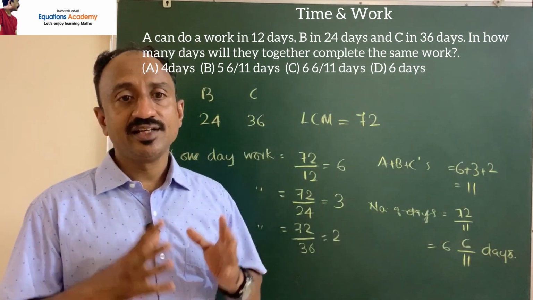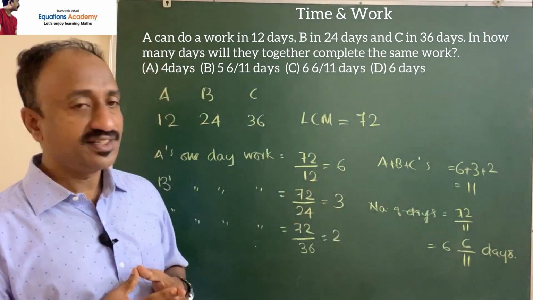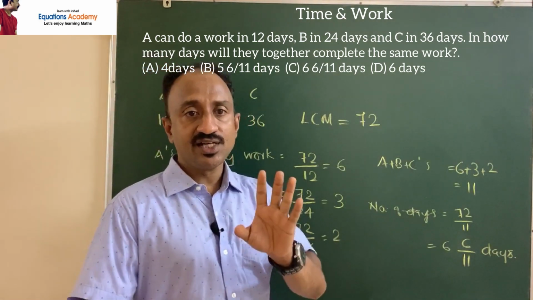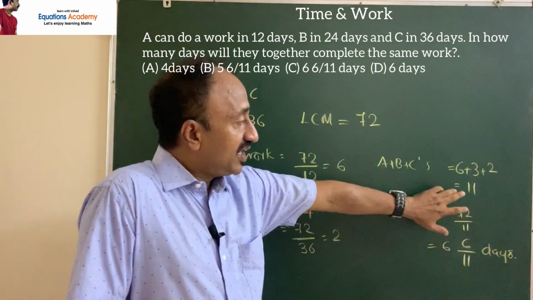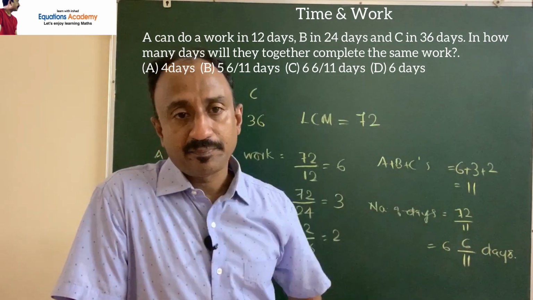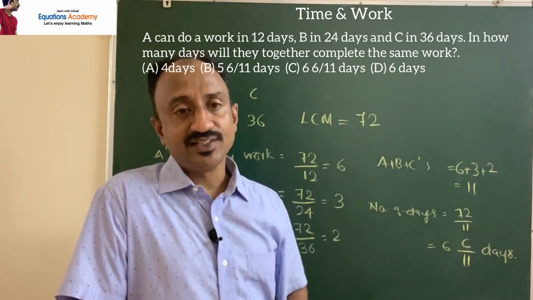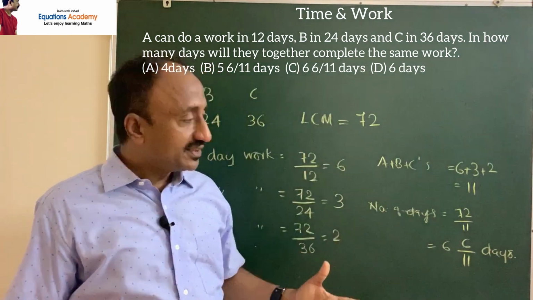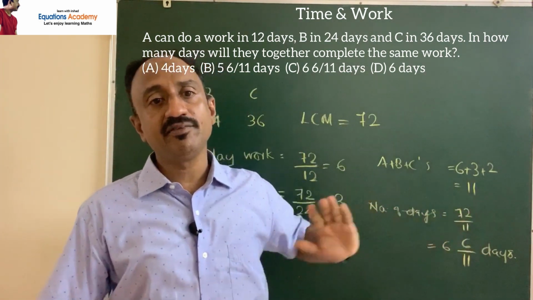Now we need to find the number of days A plus B plus C take to complete the work. A, B and C together will complete 11 units of work in a day. 1 day, 11 units. So to complete 72 units, they will take 72 divided by 11.